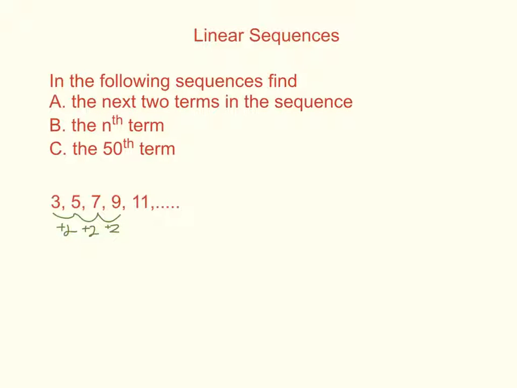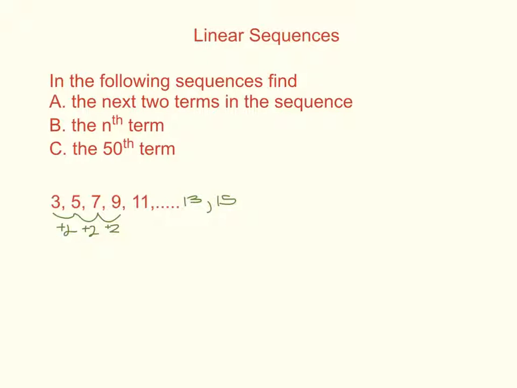So in this first one, let's start by finding the next two terms. So we can see it's going up in twos, just adding 2 every time. So if I add 2 to 11, it tells me that the next one should be 13. And then if I add 2 to that 13, the next one should be 15. So that's fine. That's the easy part done. Now the next thing that we need to do is find the nth term.